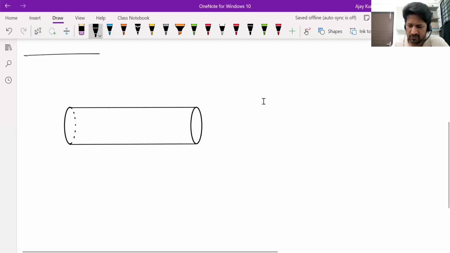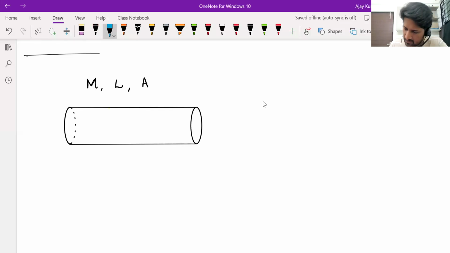Assume this is a cylinder whose total mass is m, total length is L, area of cross section is A. It has a uniform area of cross section. It is made of the same material throughout. If the material is same everywhere, that means the Young's modulus is same everywhere. And let's say it is being pulled to the right by applying a force F. We are applying force only on one side.